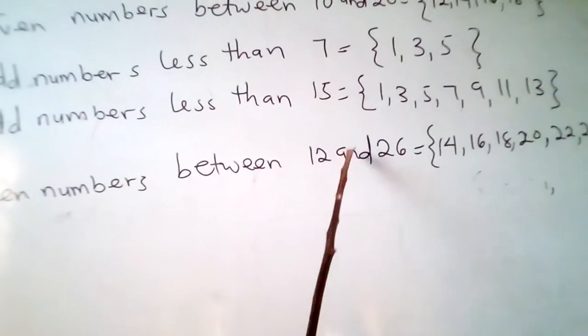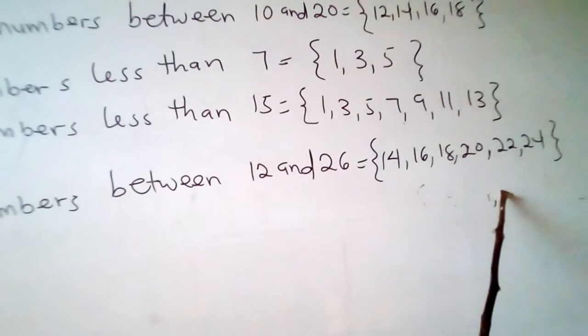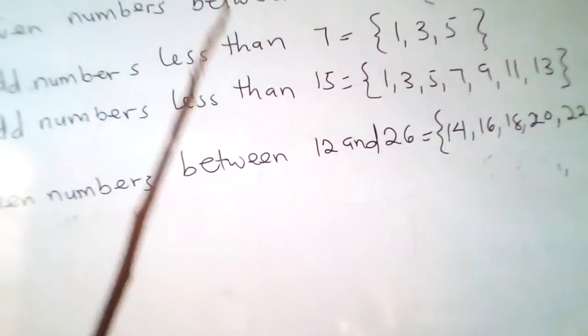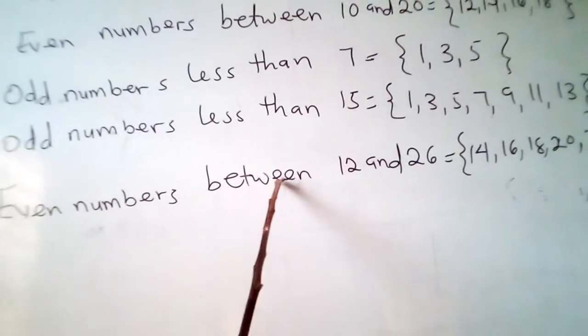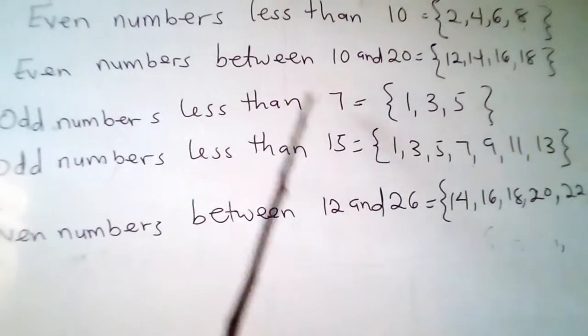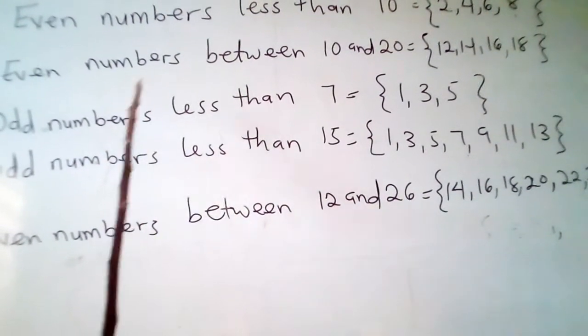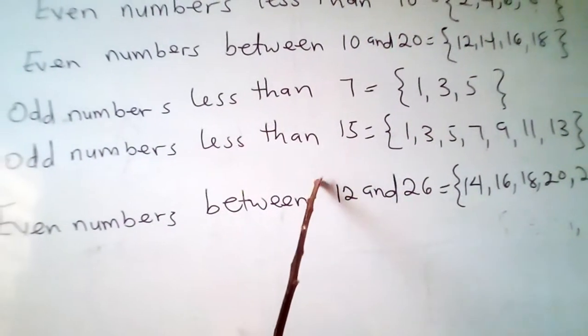The next even numbers are 14, 16, 18, 20, 22 and 24. Please pay attention to the words between, less than, and more than. With "between," you do not include the numbers mentioned in the question, but if it's "less than," you do not get to the number in the question.